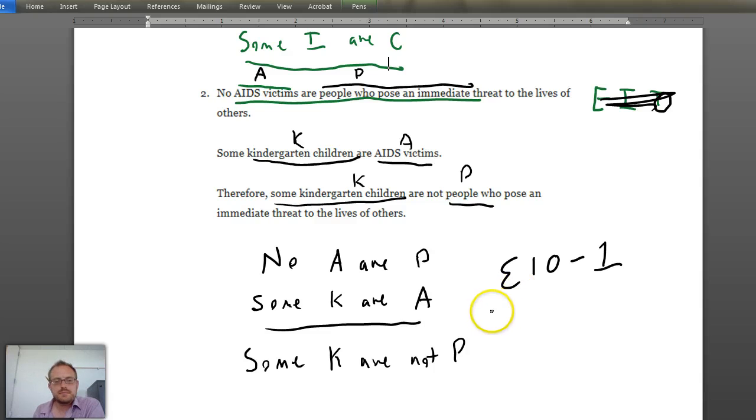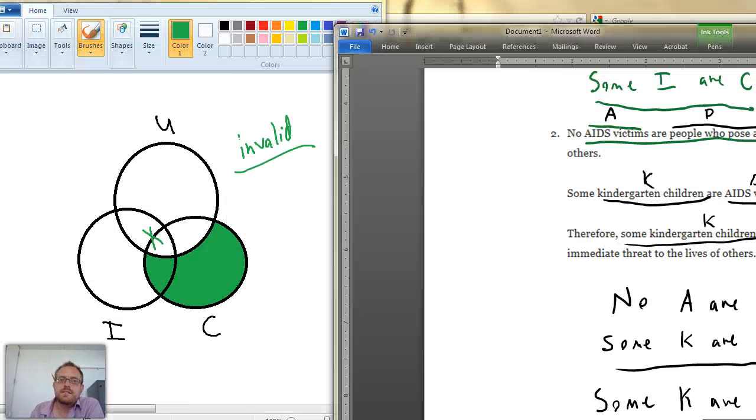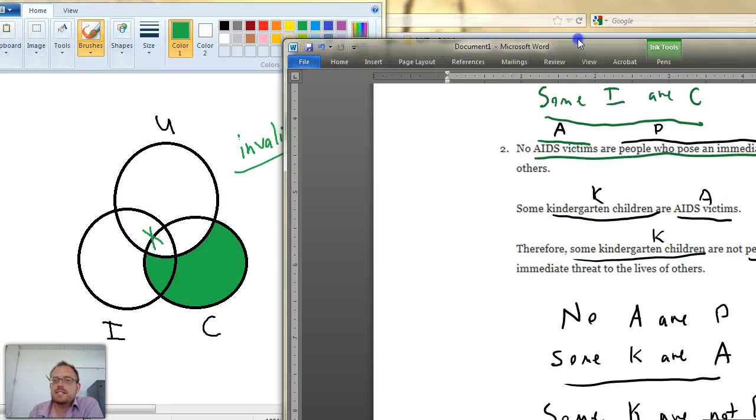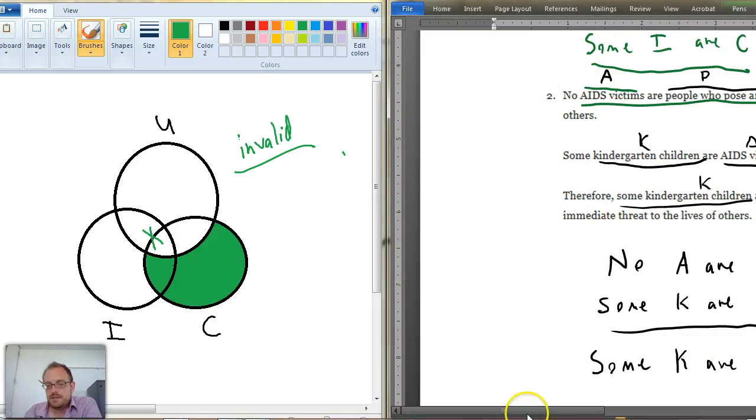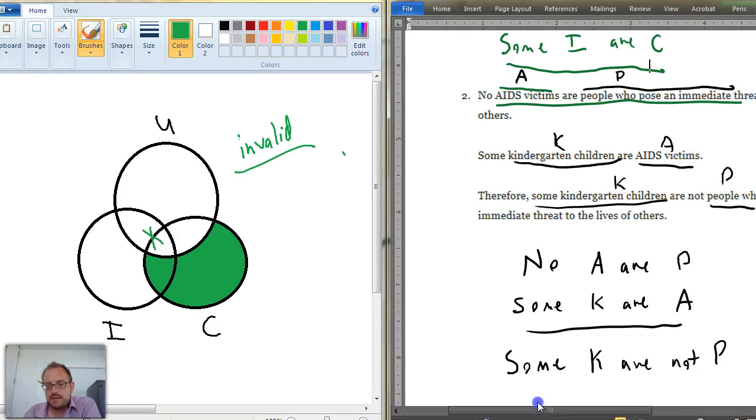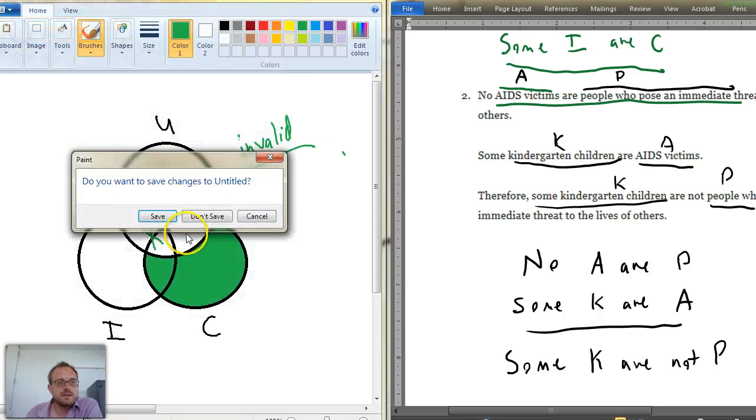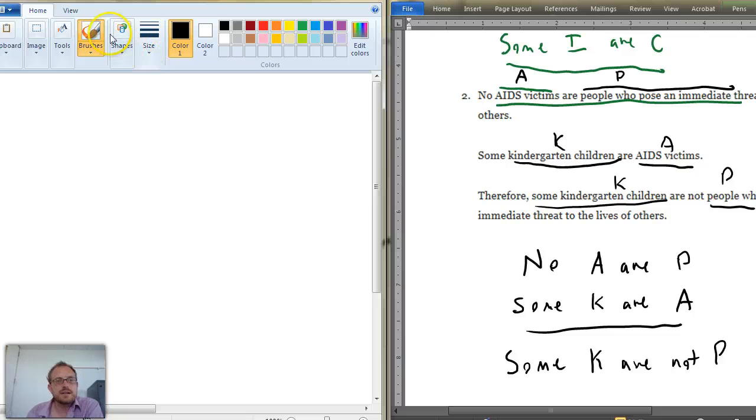Okay. Is this argument valid? Let's do our Venn diagrams. Let's see what we can conclude. Let me scroll this over so we can read it. Okay, so let's draw our circles.